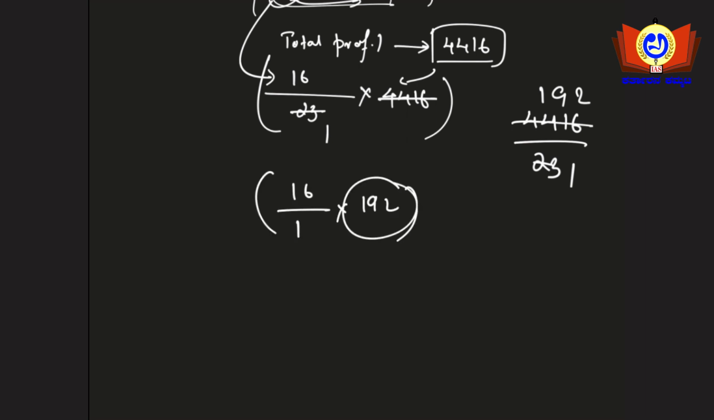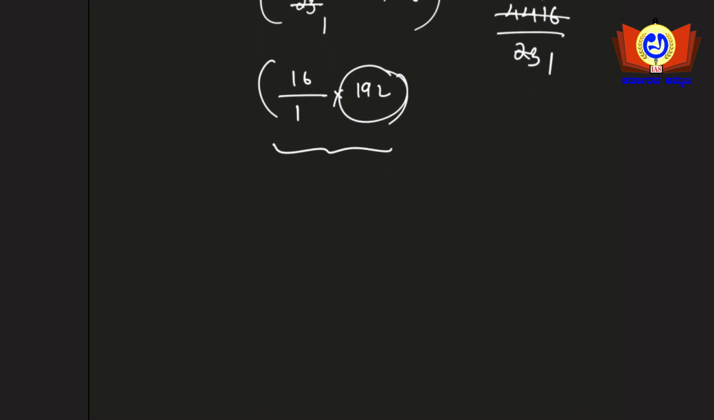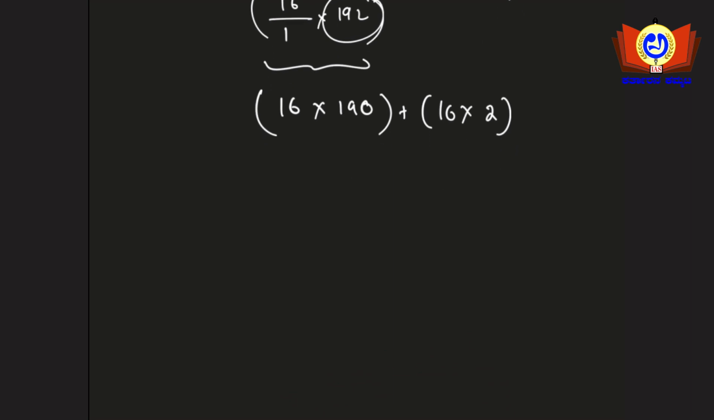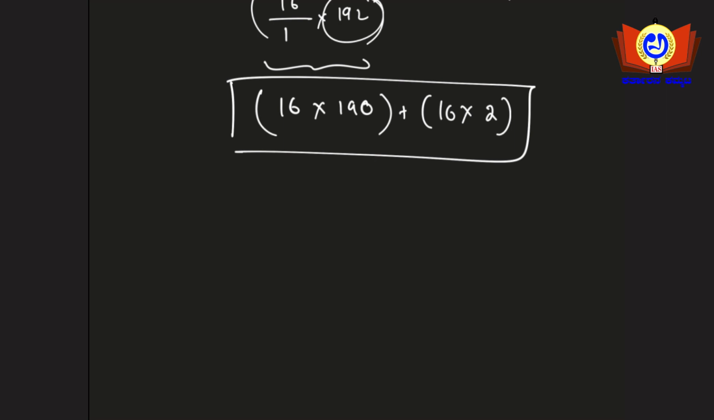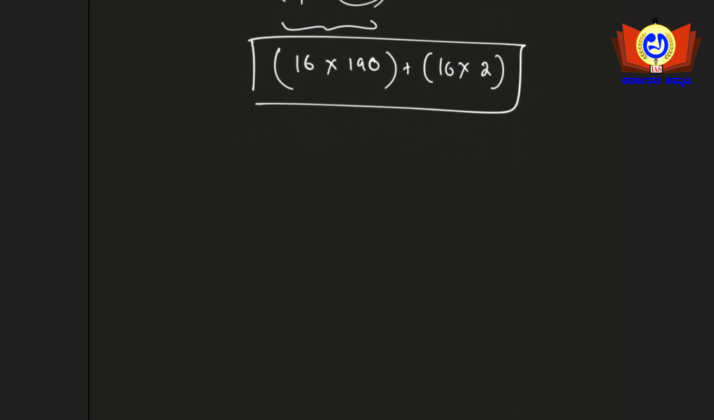This is also a big number, right guys? 16 into 180 is also a big number. So what you can do is simplify: 16 into 190 plus 16 into 2. Or, to get a simpler multiplication, you can multiply 192 into 16.